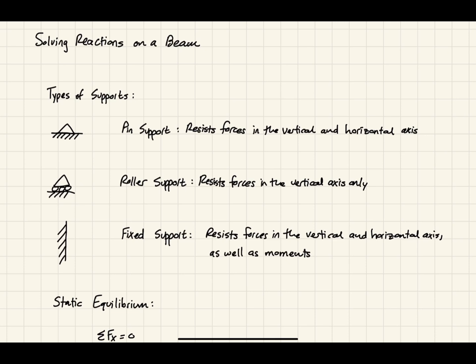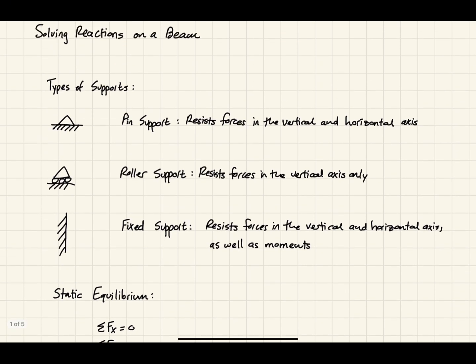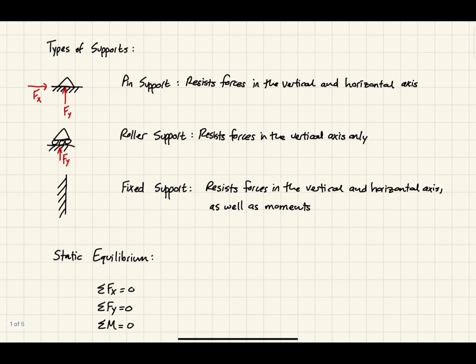So, we have 3 types of supports typically. We have pin supports, roller supports, and fixed supports. Pin supports resist forces in the vertical direction, and they also resist forces in the horizontal direction, as shown here. Roller supports only support forces in the vertical direction, and fixed supports support in the Y, the X, and they even support moments that are induced by some of the external loads on our beam.